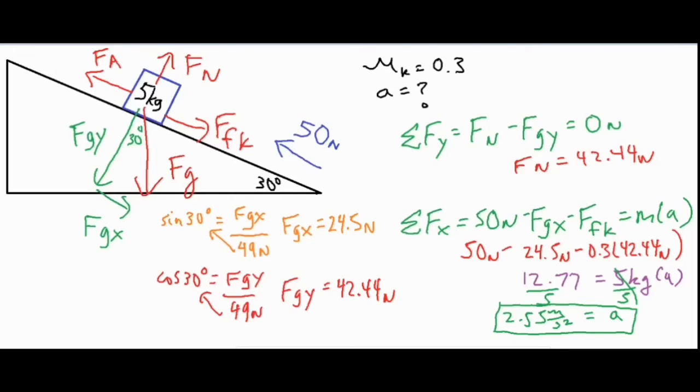Now, if the problem is something that is moving down a ramp, then we'll just say that this 50 newtons is not present. And basically what you would do is you would do FGX minus the force of friction equals MA, and then all the rest of the steps would be exactly the same, and you can solve for the acceleration moving down the ramp as well.